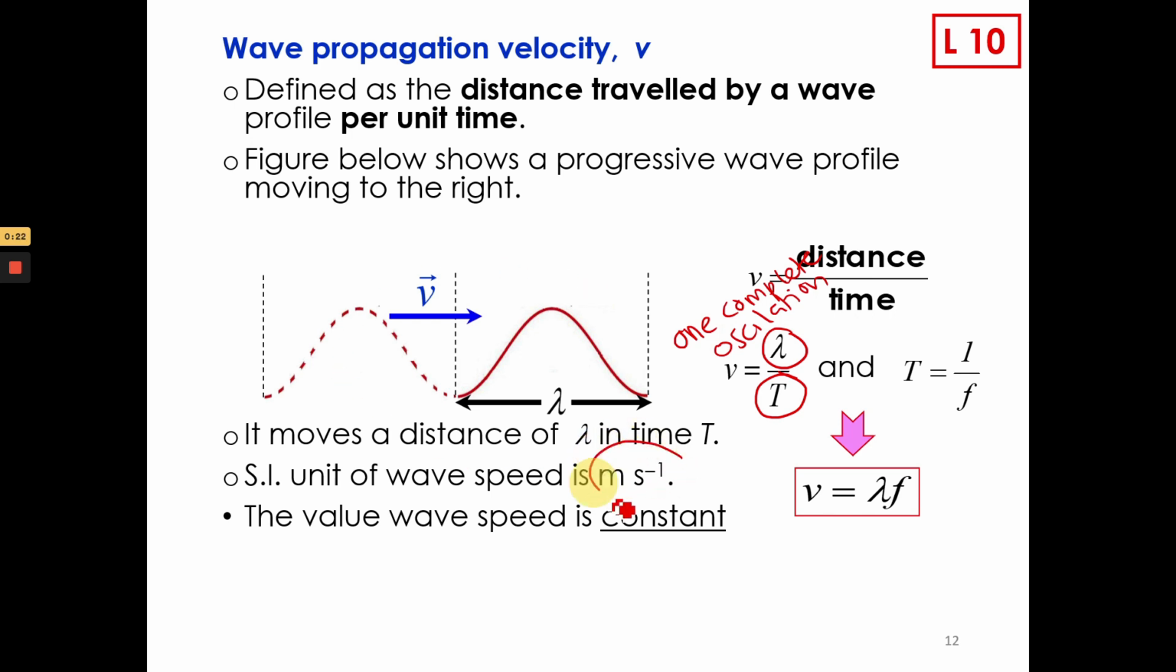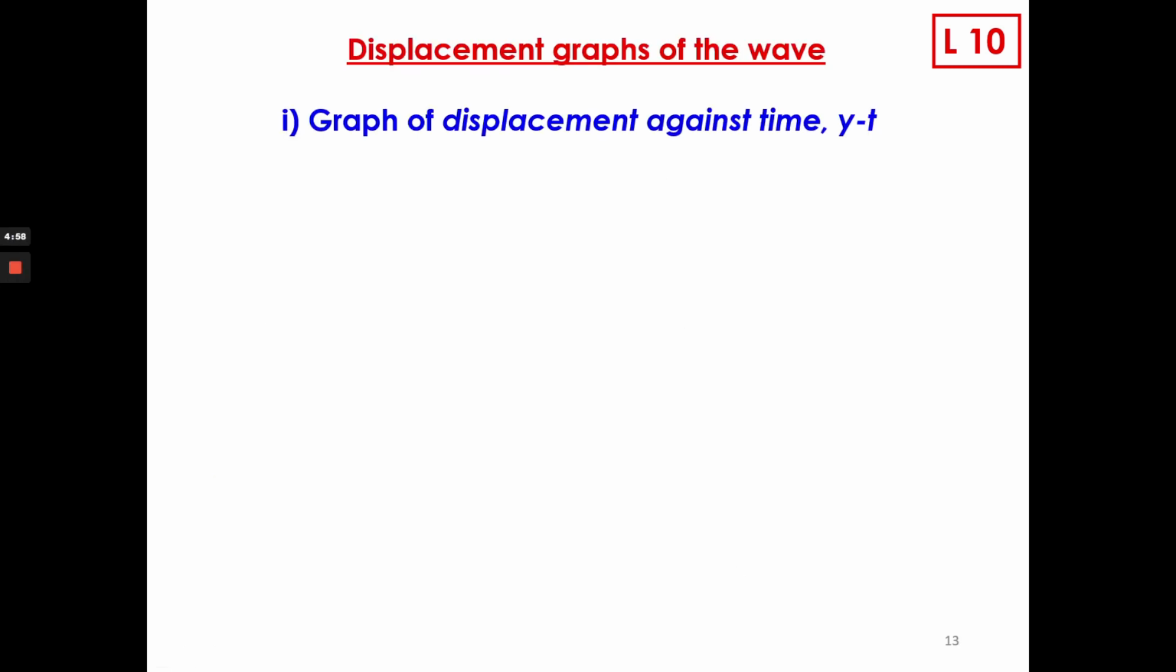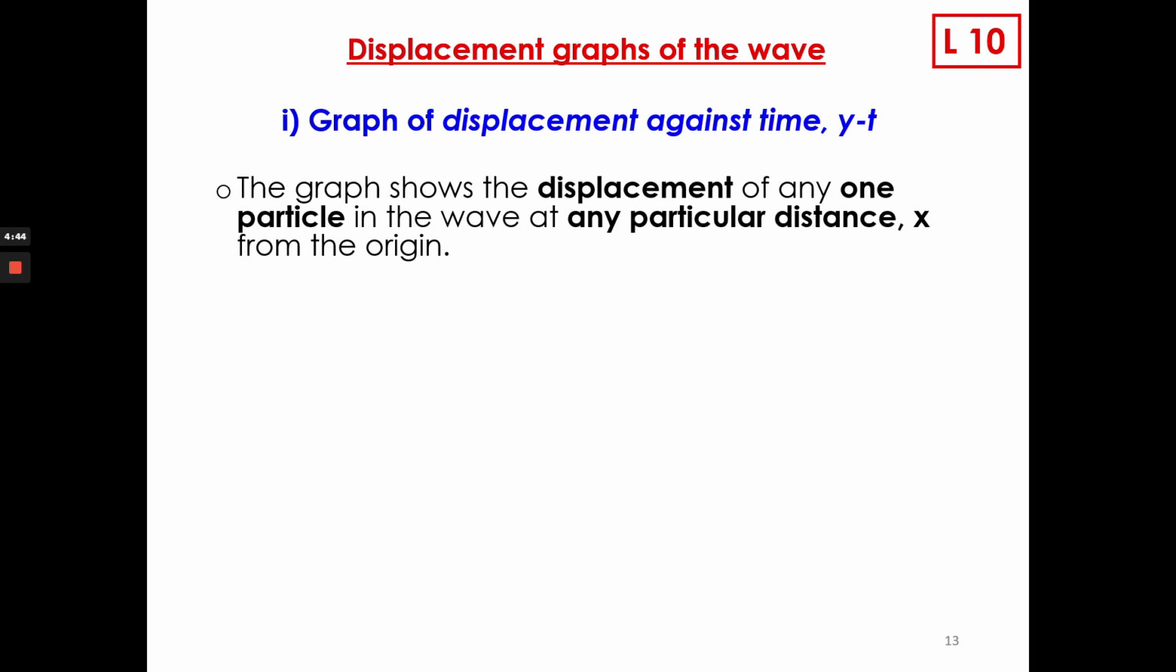The SI unit is meter per second, and the value of wave speed is constant, compared with vibrational velocity, where particle velocity varies with time. The last part of 10.1 is the displacement graph of the wave. Again, we have two types of graph. The first one is displacement against time, and the second is displacement y against x.